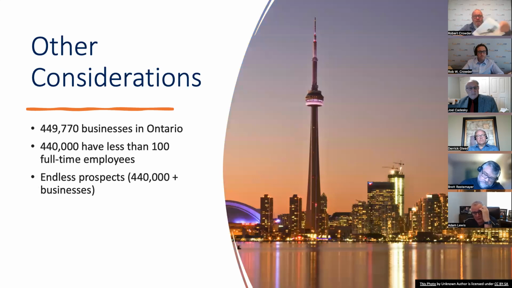It's amazing. And a little while ago, I put together some of these presentations, and I've used this slide a few times, but it just really captures what I'm talking about. Right now in Ontario, there's 449,770 businesses. 440,000 of those businesses have less than 100 full-time employees.